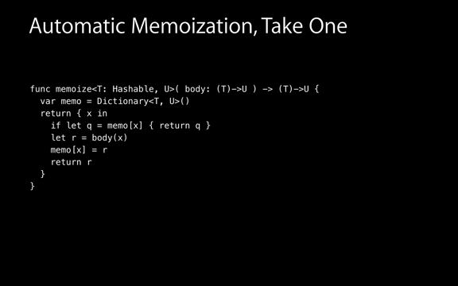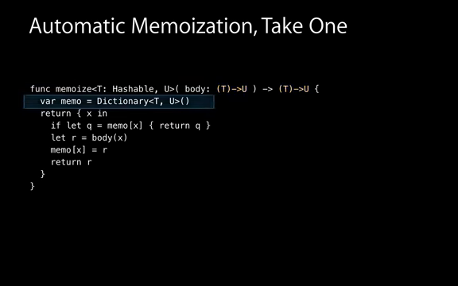So it takes one parameter called body, which is a closure, right? And the argument and return types of that closure are arbitrary, except that there's this constraint on the argument type that it be hashable. Why do we need that? Well, so we can use the argument type as a key in a dictionary, right? And it returns the same type of closure that it gets.